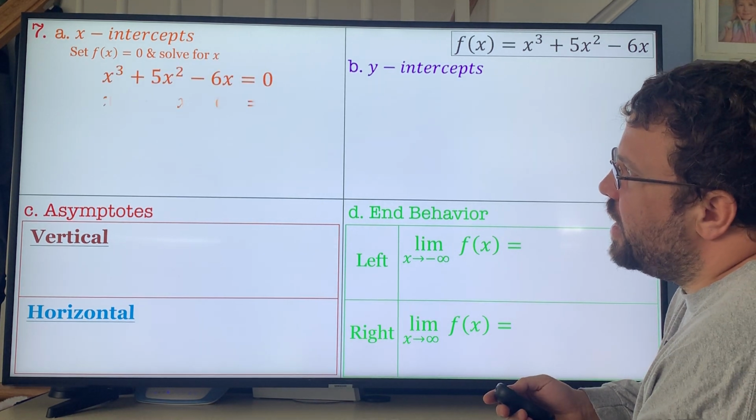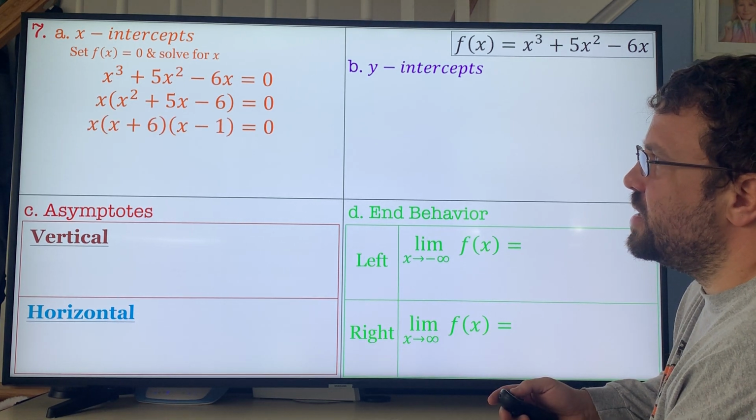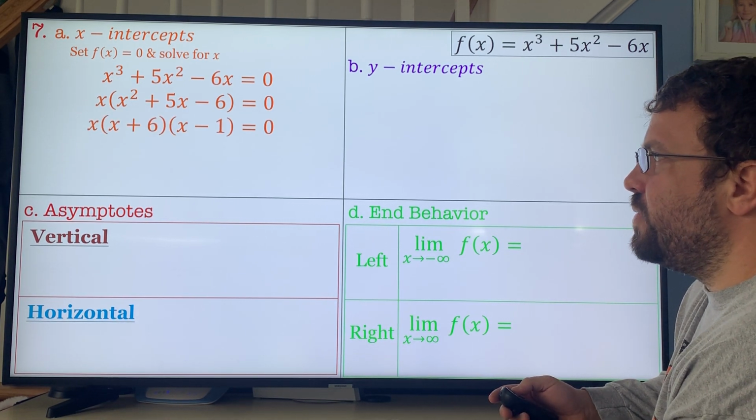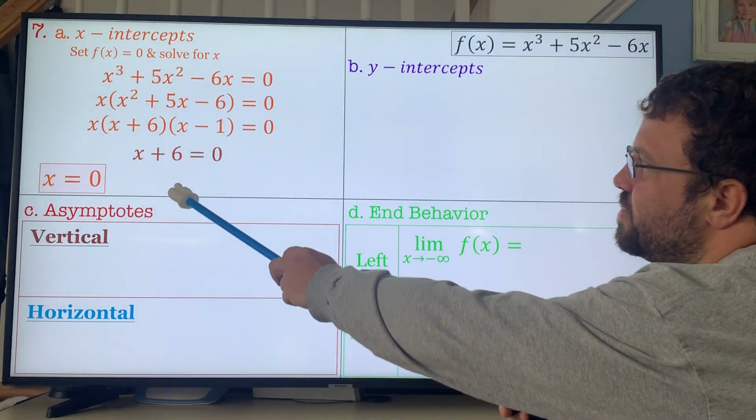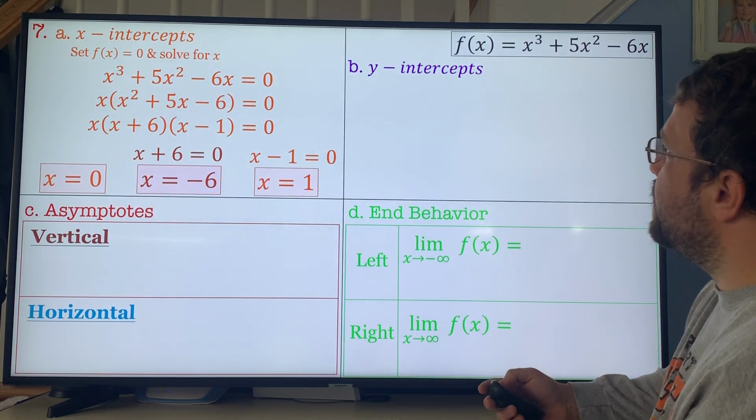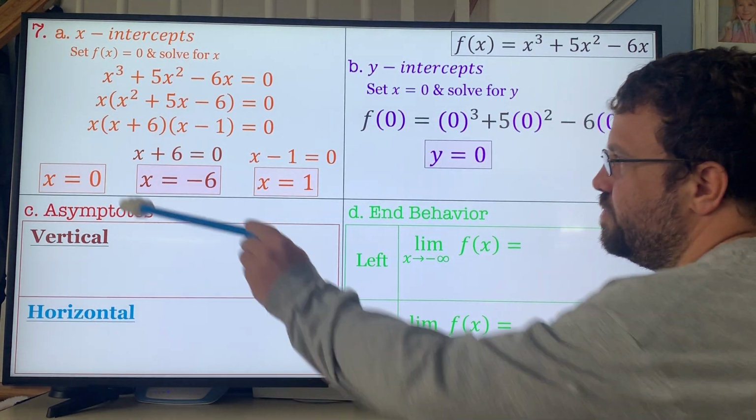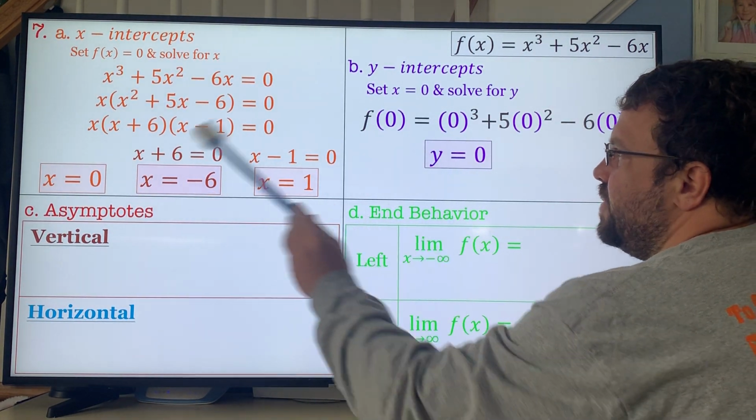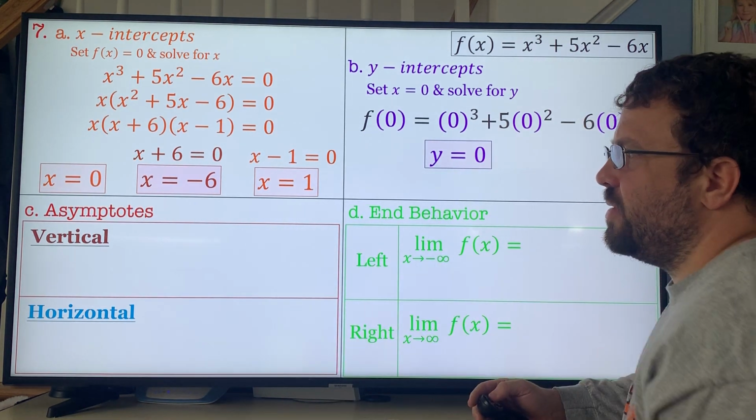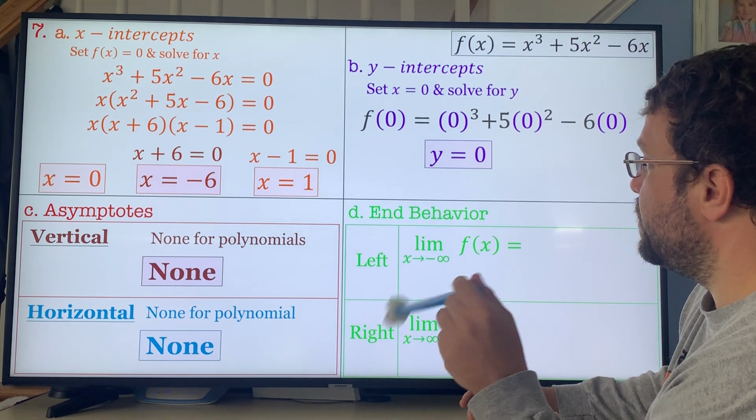So, take out an x. x squared plus 5x minus 6. Factors of negative 6 that add up to 5 are 6 and negative 1. x equals 0, x equals negative 6 and x equals 1. Y-intercept. Type in 0 for everything. y equals 0. Anytime you have an x equals 0, you're automatically going to have a y equals 0. No vertical or horizontal asymptotes because it's a polynomial.